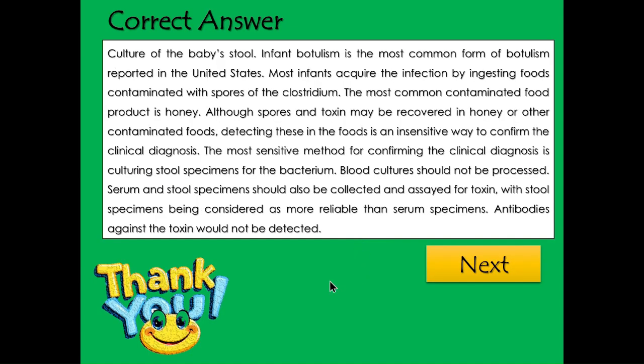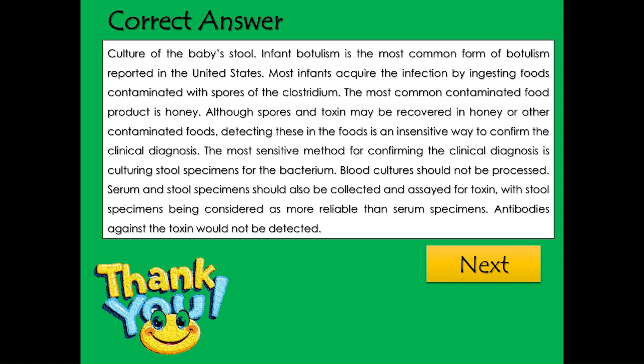Correct answer: Culture of the baby's stool. Infant botulism is the most common form of botulism reported in the United States. Most infants acquire the infection by ingesting foods contaminated with spores of the Clostridium. The most common contaminated food product is honey. Although spores and toxin may be recovered in honey or other contaminated foods, detecting these in the foods is an insensitive way to confirm the clinical diagnosis.